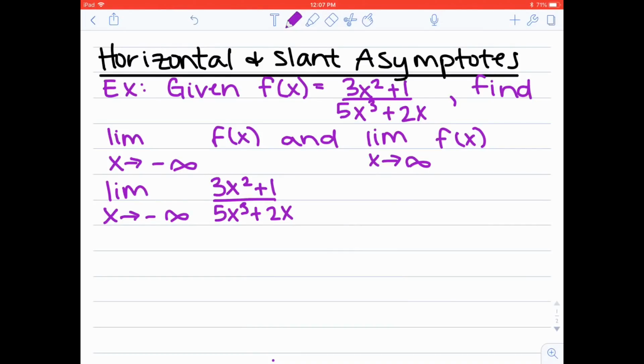So basically when you're looking at this, you're just going to look at your highest exponents. The top has an exponent of 2, the bottom has an exponent of 3, so that means that the bottom wins. This is a situation where we're going to have an infinity on the top, but an infinity on the bottom that is much, much, much larger. So this is a case where we have a smaller infinity over a larger infinity, and so this is going to be 0.